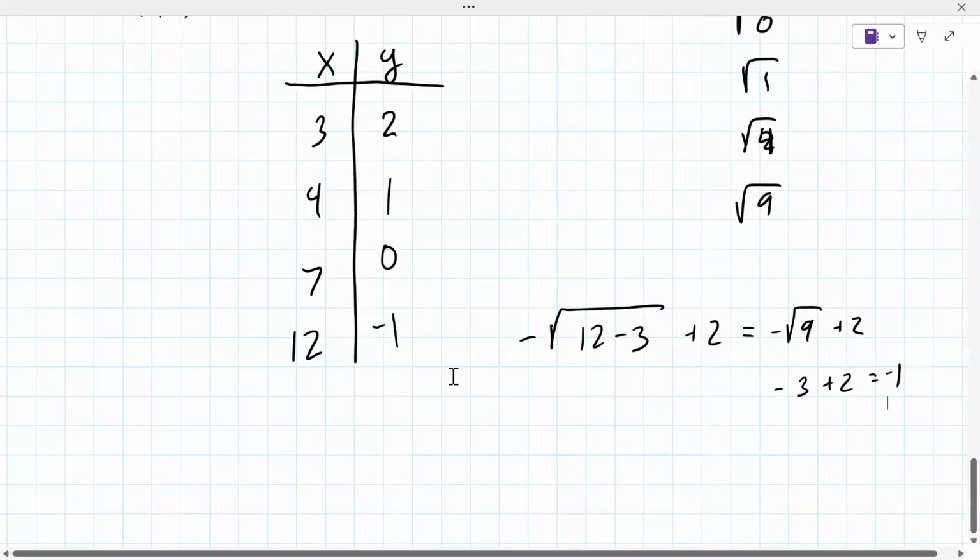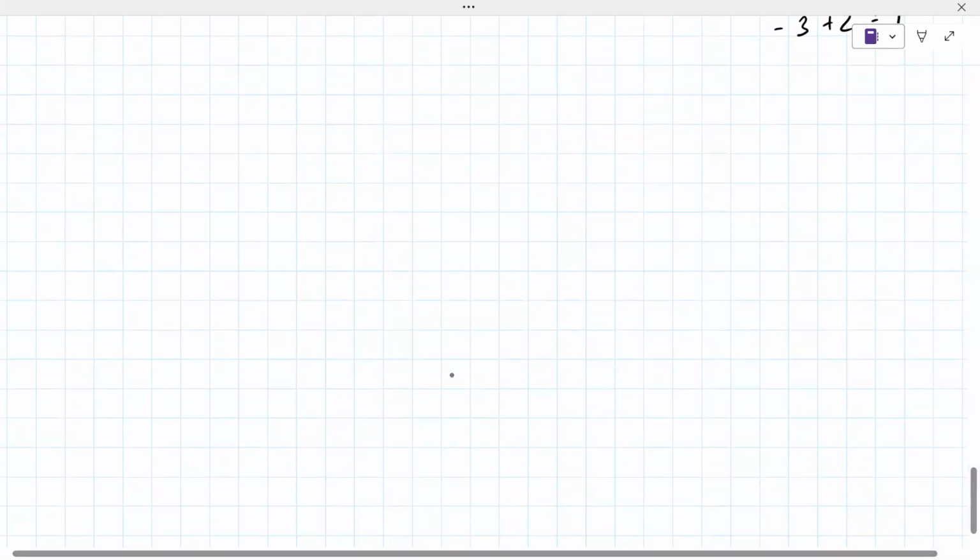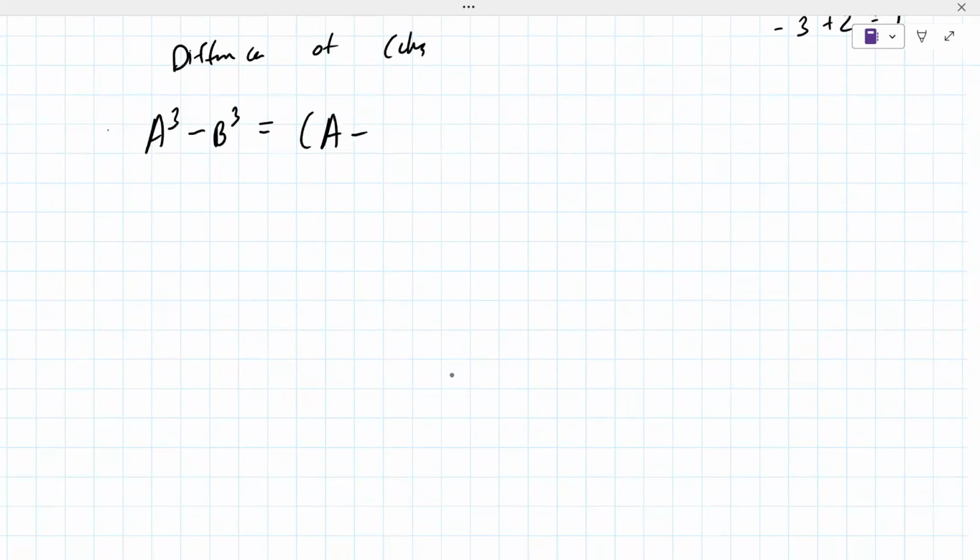Let's move on to some factoring here. So before we even can do the problem they give you, we need to talk about this thing called difference of cubes. This is a very specific type of factoring. It's a higher order factoring. So there is a formula here for it. Hopefully you saw this in class.